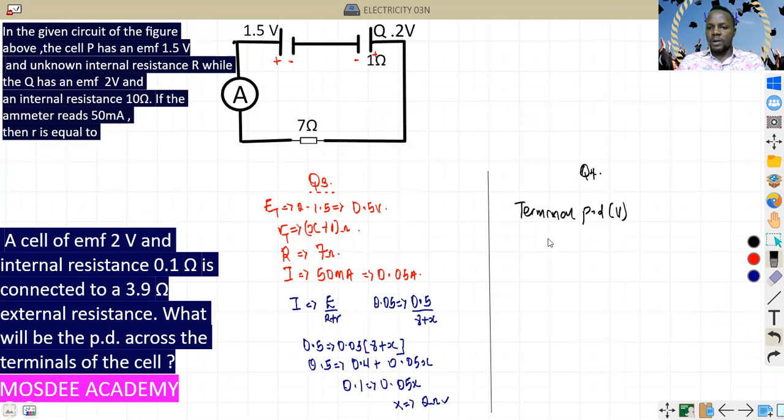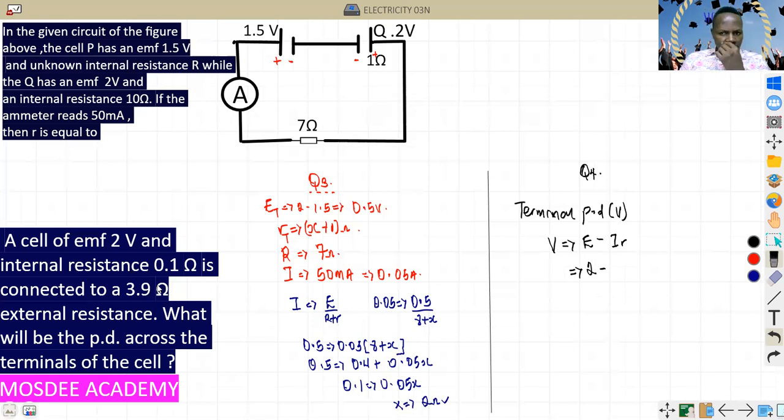It's given by the formula already discussed. V is equal to E minus Ir, where r is the small letter r. So directly we can go by substitution. The electromotive force given in the question is 2. We are taking the subtraction of 2 minus Ir, where I is the current. I have to find I.